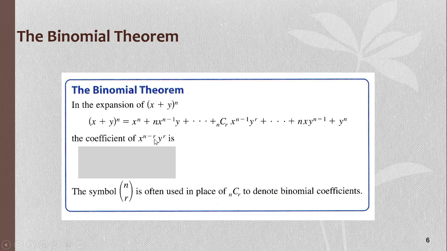So the coefficient of x to the n minus r, y to the r, is going to be the nth row, fourth element. And I could figure that out mathematically this way. N factorial, remember factorial means 1 times 2 times 3 times 4 times all the way up to n. Here's n minus r factorial and r factorial. So we could figure it out mathematically, or we could figure it out from Pascal's triangle, or this notation here.